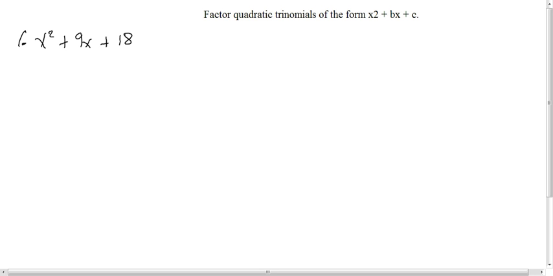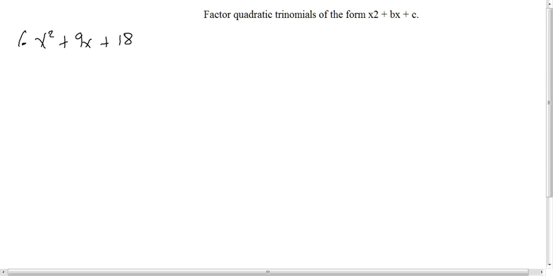Well, we want to take a look now at factoring a quadratic trinomial of the form x squared plus bx plus c. So we've already learned how to multiply two binomials using the distributive property or the FOIL method. So now we want to take a look at how we factor a trinomial and actually put it into two binomials.